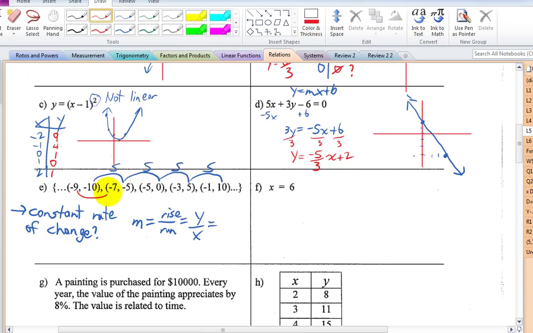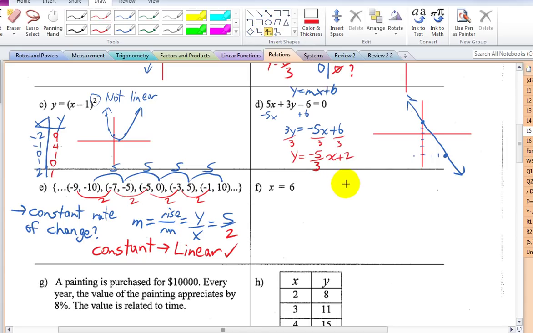Then check your x values. What are you going up by each time? 2, 2, 2, and 2. So your slope is 5 over 2. So it's constant. Each number was a 5 and a 2. So this means that it is linear. That's what we're looking at with the points. All of them were the same.